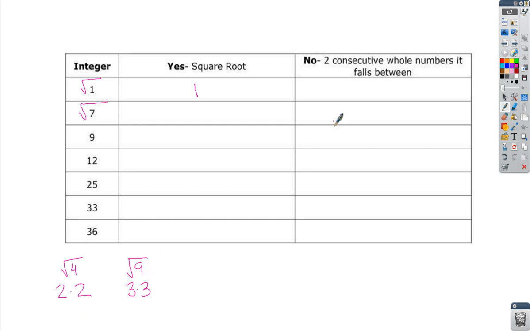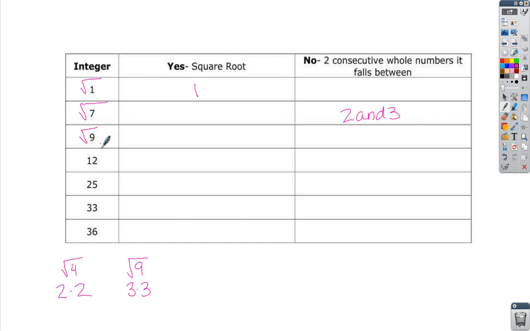So the two consecutive whole numbers it falls between, because we can't get to 7, would be 2 and 3. That's because we can take the square root of 4, and that's 2. We can take the square root of 9, and that's 3. So we need to figure out the two whole numbers it falls between when we are not able to take the square root. So let's do the next one, the square root of 9.